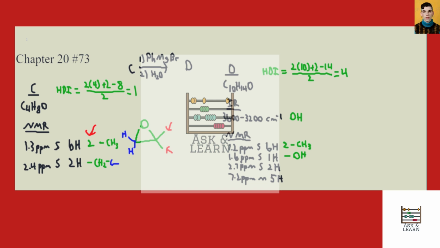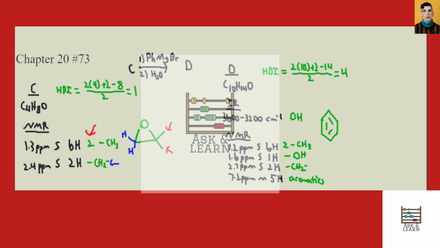The 2.7 ppm singlet with an integration of 2 is going to be that CH2, the blue protons from C. They're still here in D, and so I think that's what that signal is. And then our 7.2 ppm multiplet with an integration of 5 is our aromatics. That last signal definitely tells us that we have a monosubstituted aromatic ring. So we can go ahead and draw that.